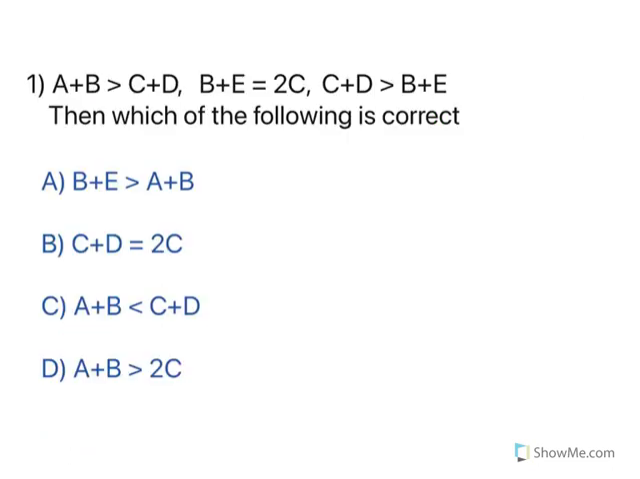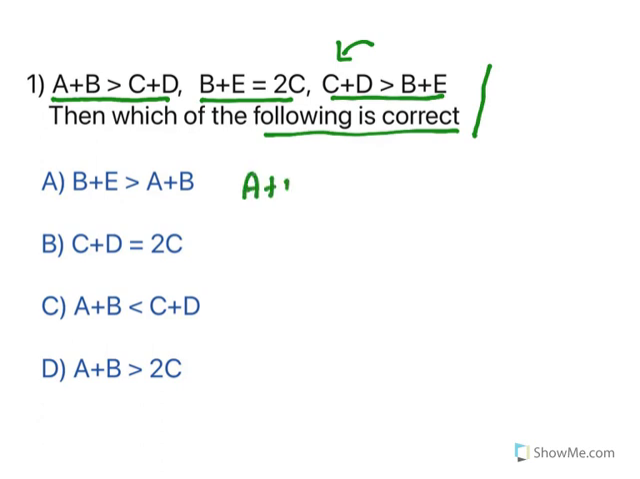Now the first one is: A plus B is greater than C plus D, B plus E is equal to 2C, C plus D is greater than B plus E. Then which of the following is correct? In order to do such questions, first we need to organize all these equations in a particular manner. A plus B is greater than C plus D, right? This is one thing. Let us see the third one. The third one says C plus D is greater than B plus E.